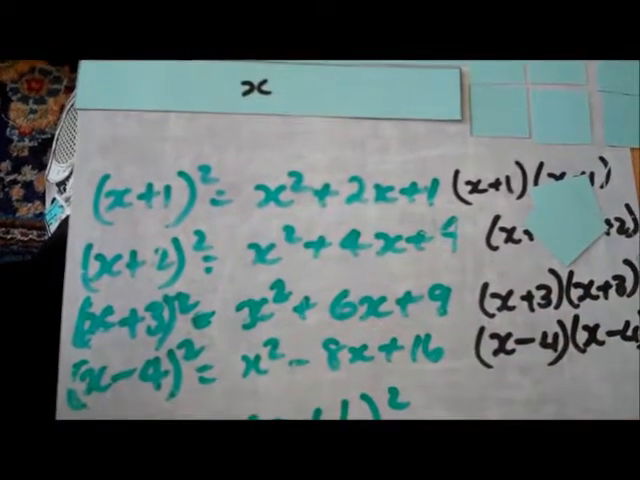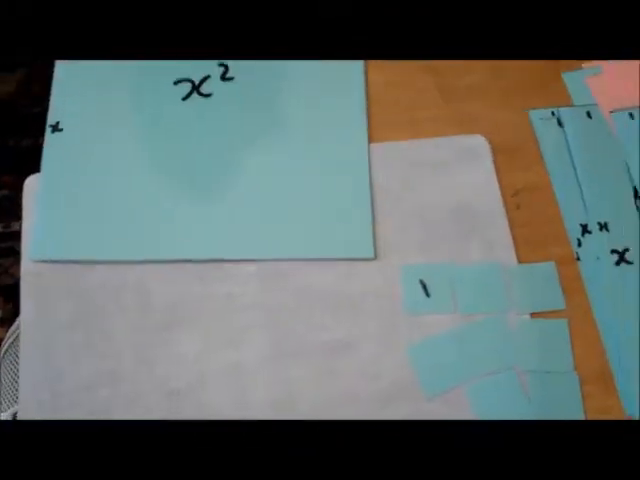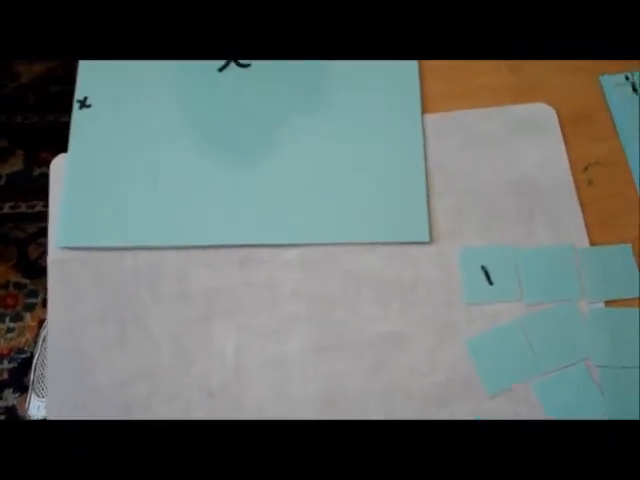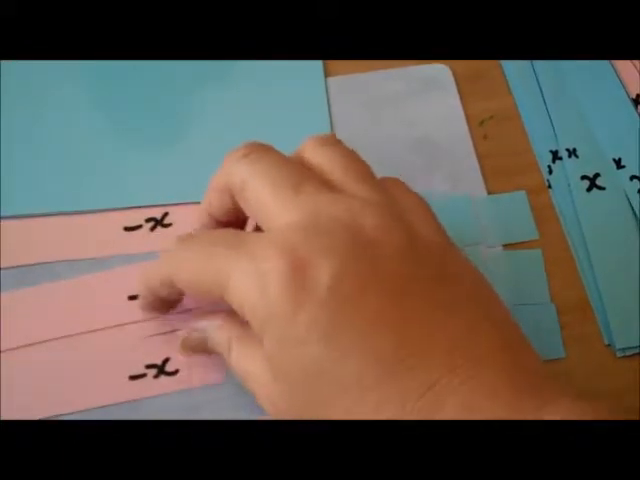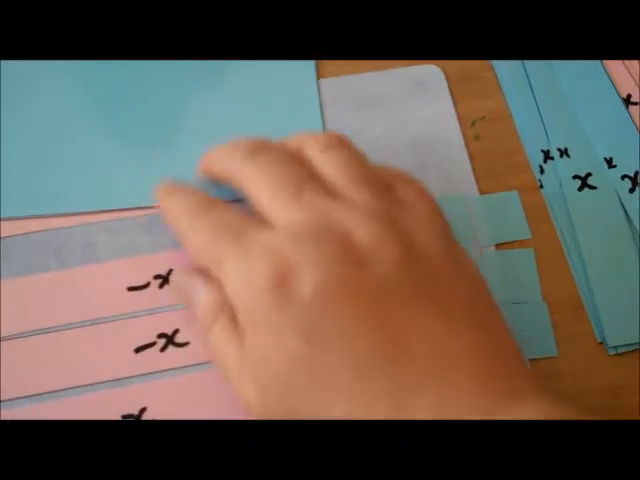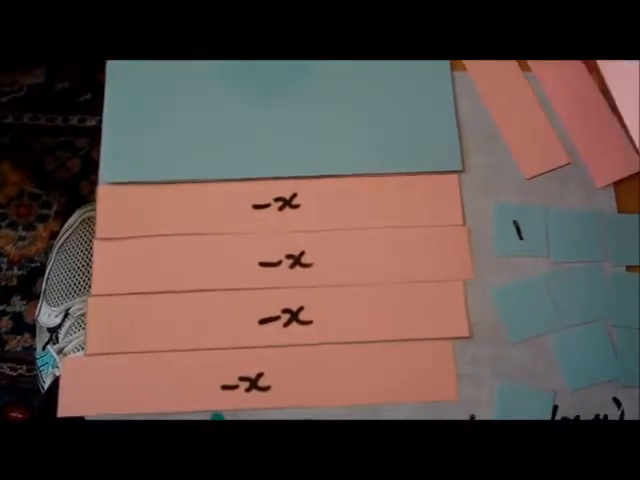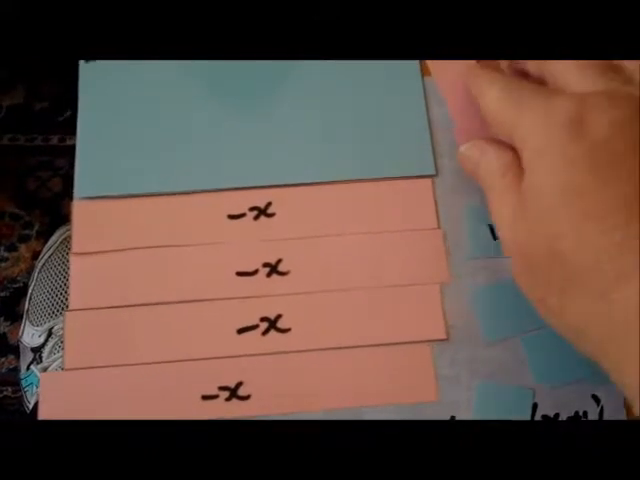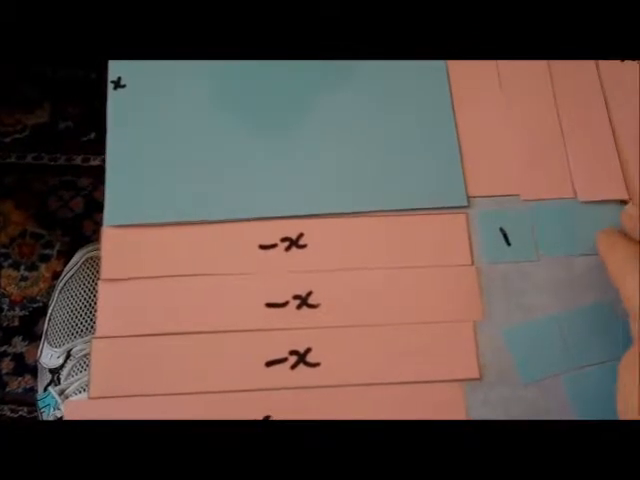The next one I've got is x minus 4 all squared. So let's have a look what that looks like. Instead of plus, I'm going to use pink for negative. So I've got x minus 4, so 1, 2, 3, 4, and 1, 2, 3, 4 this way. Now let's have a look what happens.